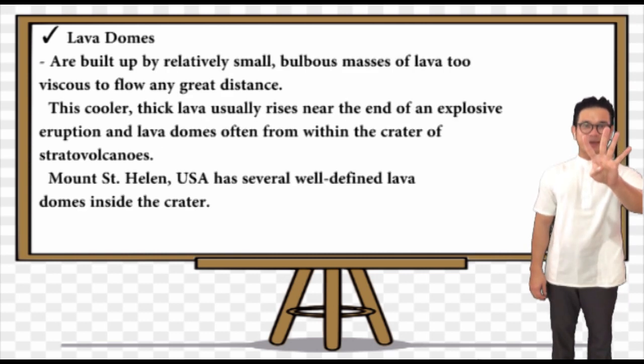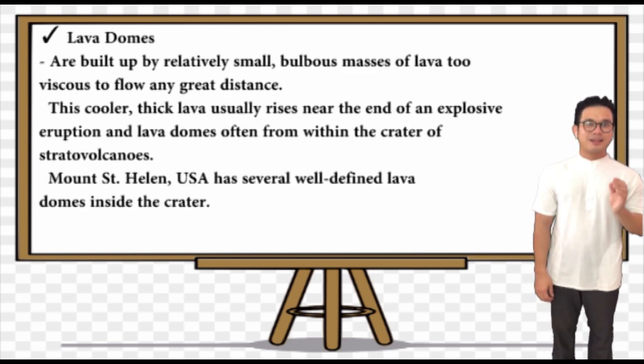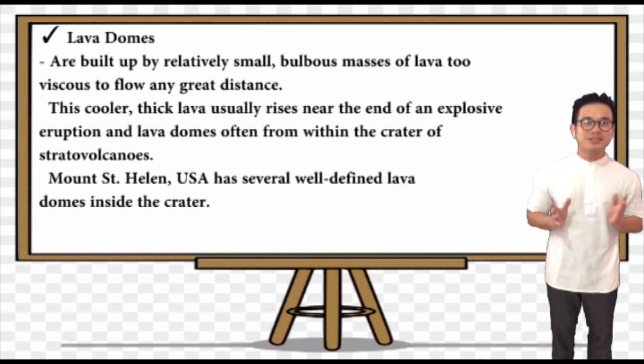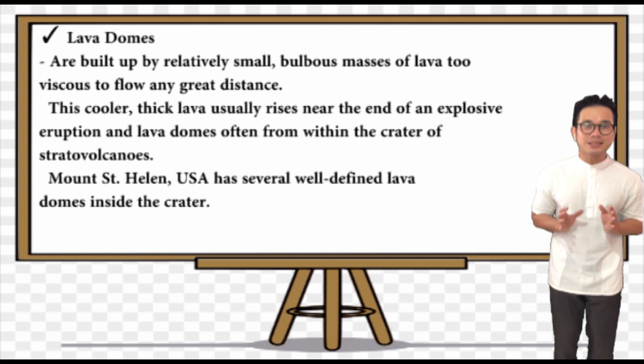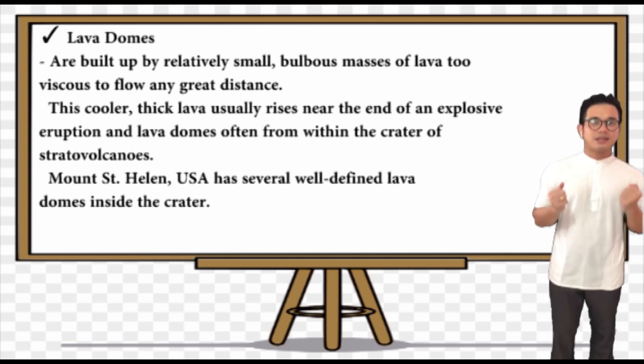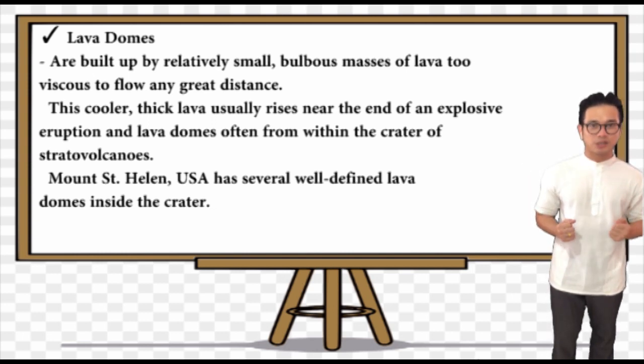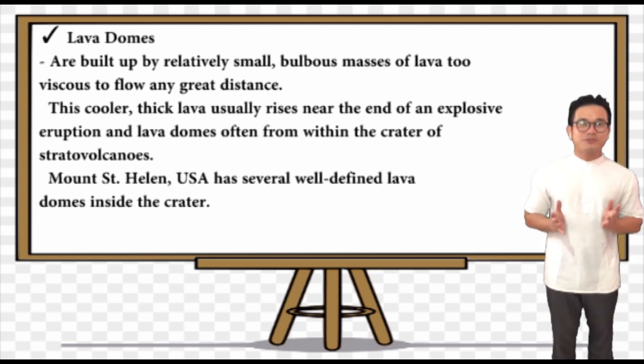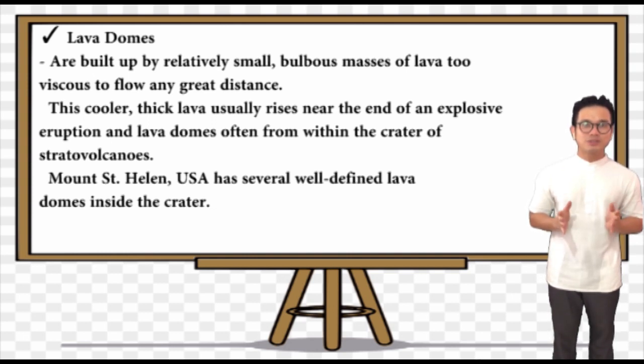And the fourth type is the lava domes. Lava domes are built up by relatively small, bulbous masses of lava, too viscous to flow any great distance. This cooler, thick lava usually rises near the end of an explosive eruption, and lava domes often form within the crater of stratovolcanoes. Example of this is the Mount St. Helens in the USA, which has several well-defined lava domes inside the crater.